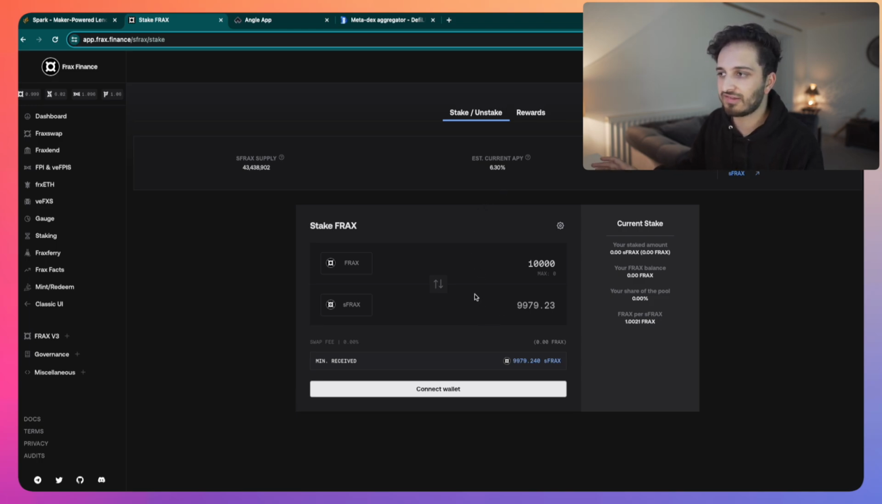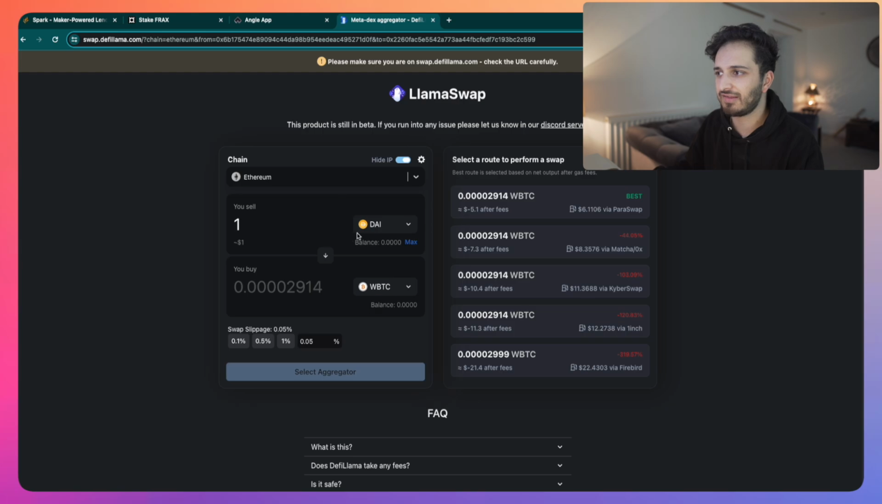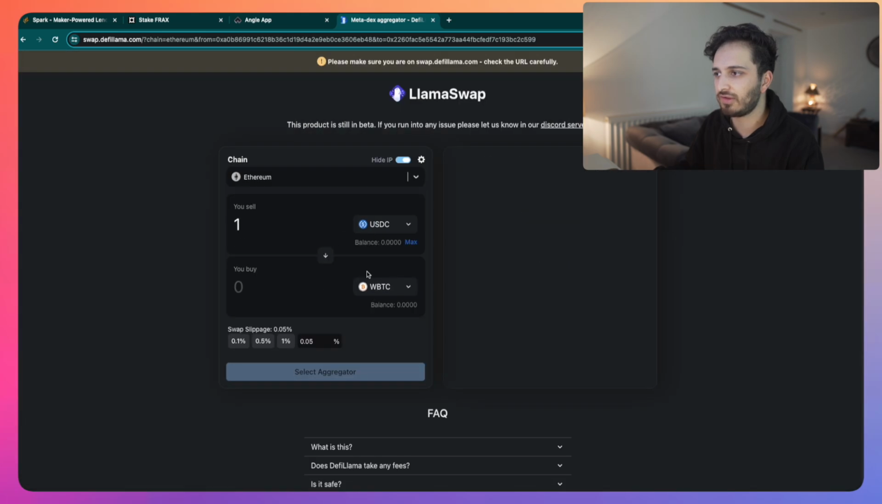And so, you will always get less and less sFrax over time. But again, you can convert it back. You can unstake this, and you can see, look, you're going to get more Frax, and that's because sFrax is worth a little bit more. So yeah, similar strategy with Frax. They earn the treasury yield and they pass it on over to sFrax holders. Again, you can basically get yourself Frax the same way.